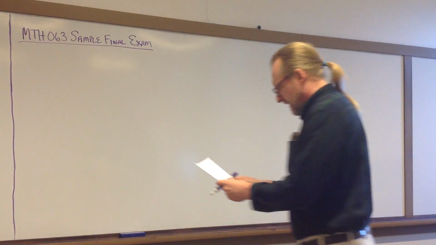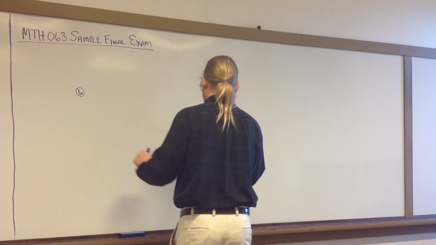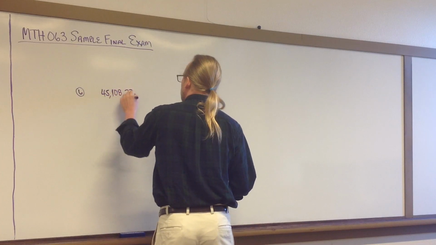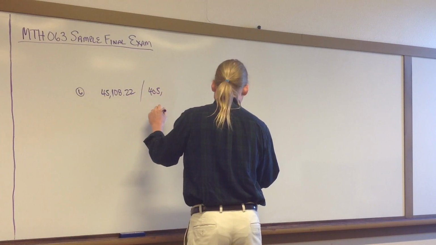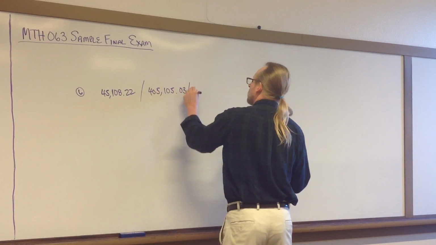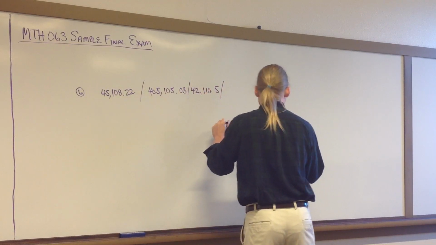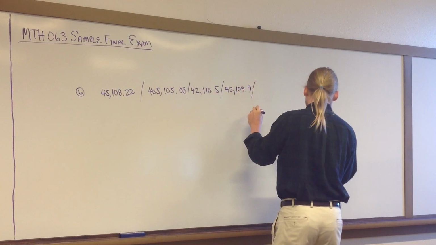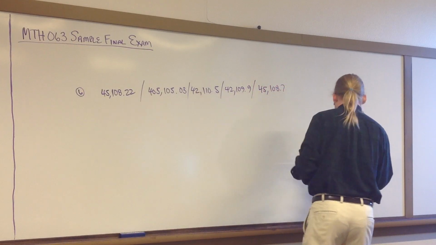Problem 6, very similar. I like to put commas in the numbers themselves, so it's 45,108.22, and then this one is 405,105.03, and then 42,110.5, 42,109.9, and then 45,108.7. Okay.